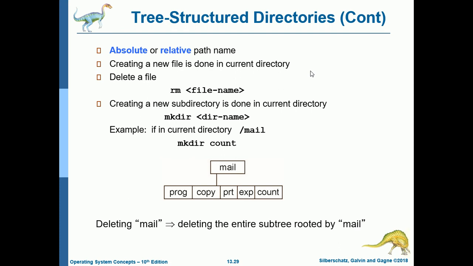Okay, how to delete a file? We have rm. This is Linux, which is very different from the command shell. So the command is rm and then file name, and creating a subdirectory is done in the current directory. So mkdir creates a directory. For Windows, it's md, make directory. So if in current directory /mail, mkdir count. So mail, and then it added a new directory count. Then deleting mail deletes the entire subtree rooted by mail.